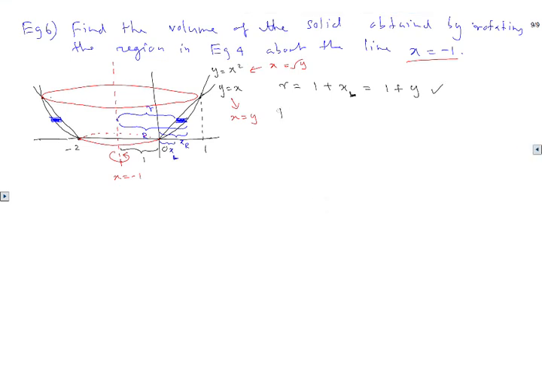The other one, big R. What is big R? It is again 1 plus xr, the x coordinate in the right curve. Again, these are only x coordinates. So it is 1 plus xr, and xr is square root y. Okay, so we found both of them now. Now we can find the volume.